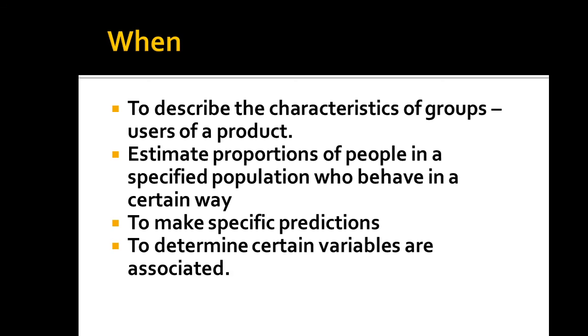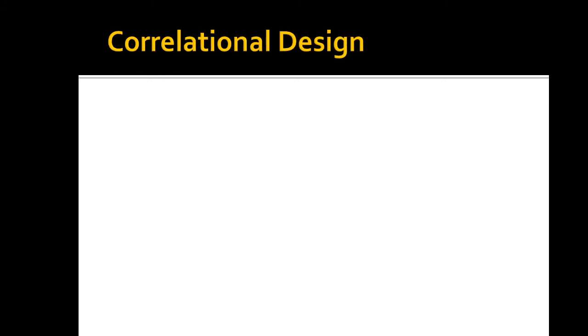Then when you want to determine how a particular variable is associated with other variables, like in case of the shoe size and the gender, both how are they associated? If you want to determine how they are associated, you will conduct a descriptive design. So now we are moving into the next design called correlational design.